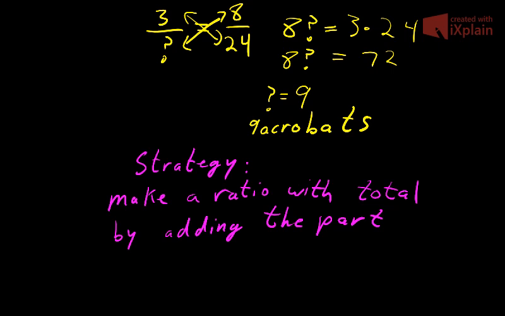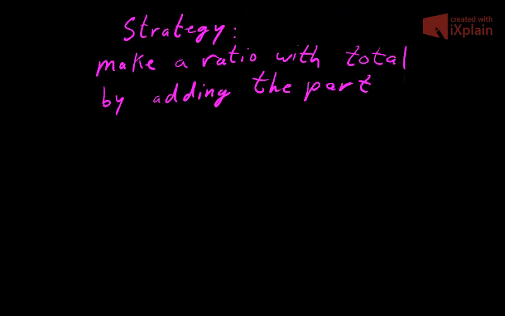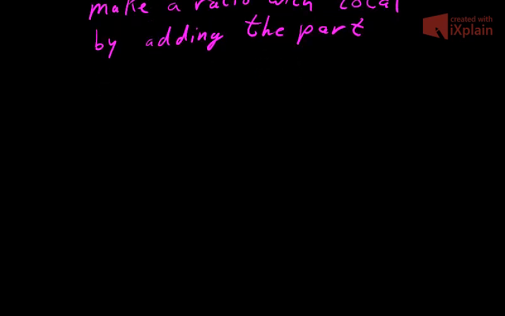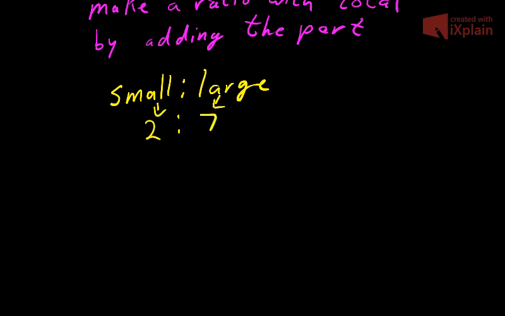So looking at a different one, I'm going to say that there is a bus company, and the ratio of small buses to large buses is 2 to 7. So I have small to large is 2 to 7. 2 small buses for every 7 large buses. And then I'm told that it has 84 large buses, and it wants to know how many total buses it has.